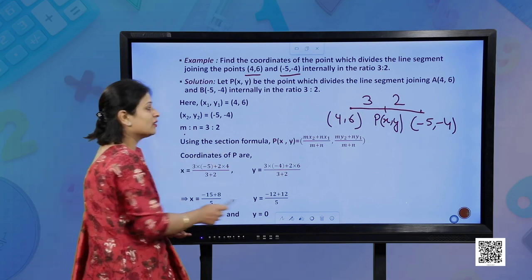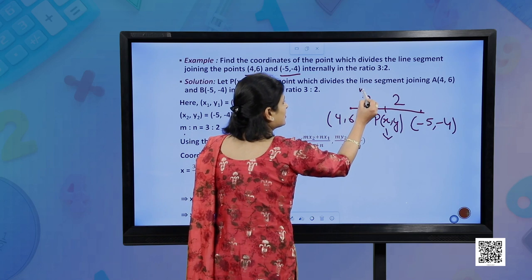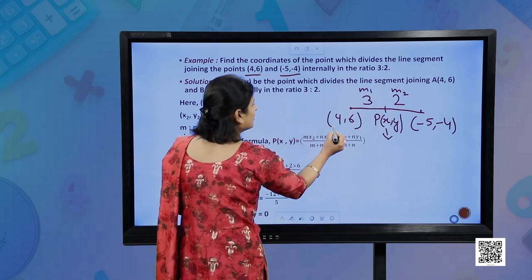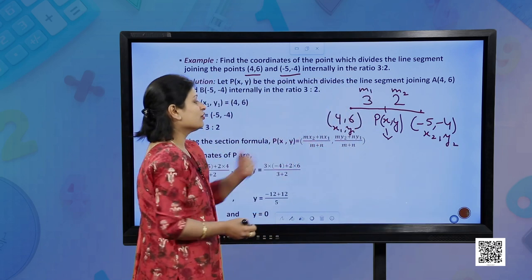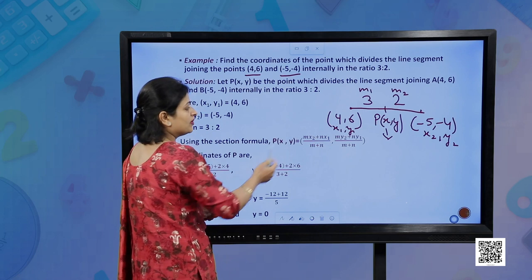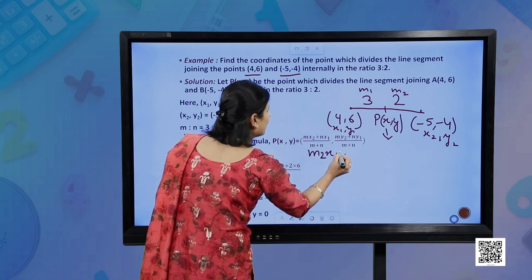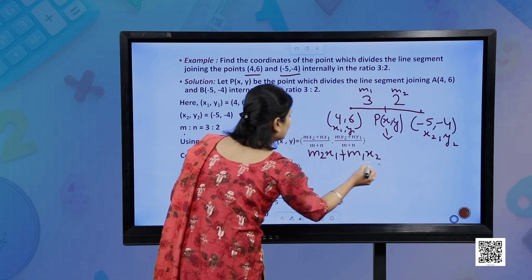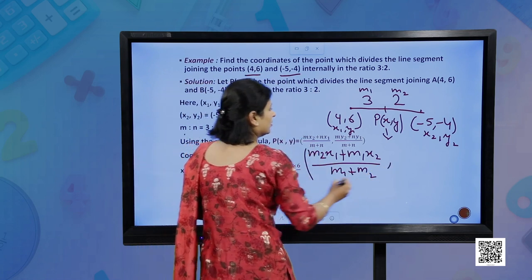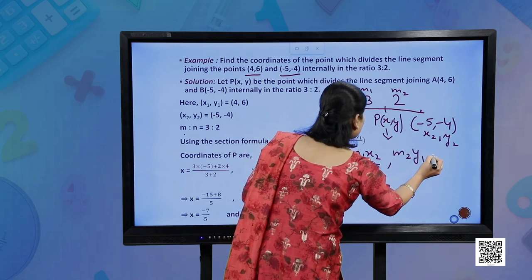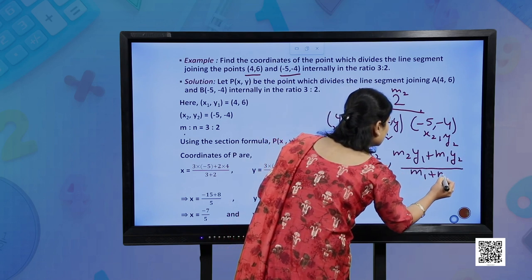So, by using the section formula, can you find this point? Yes, we can. How? The section formula says, suppose this is m1, m2, this is (x1, y1), this is (x2, y2). Now, according to the section formula, we have (m x2 + n x1), or we can say (m2 x1 + m1 x2) divided by (m1 + m2), and for y we have (m2 y1 + m1 y2) divided by (m1 + m2).